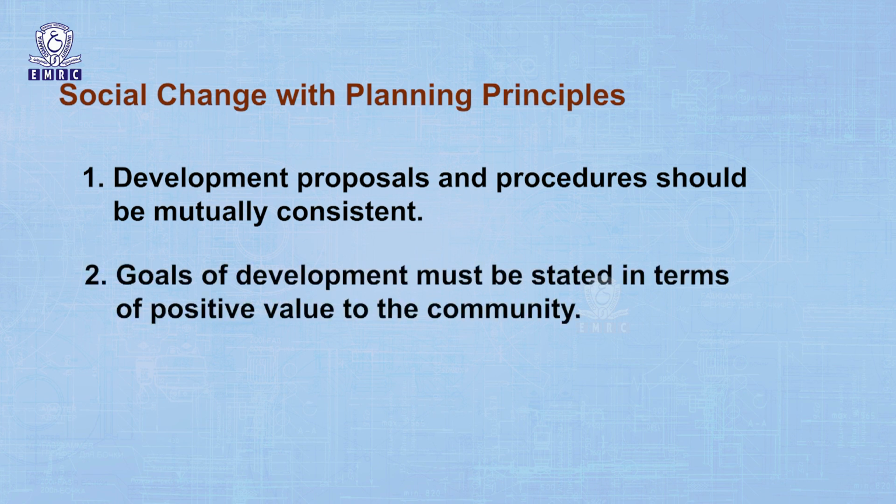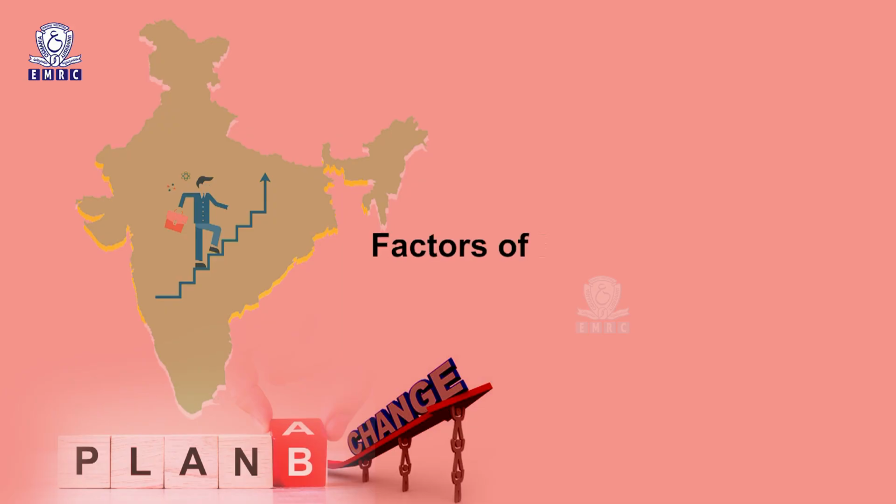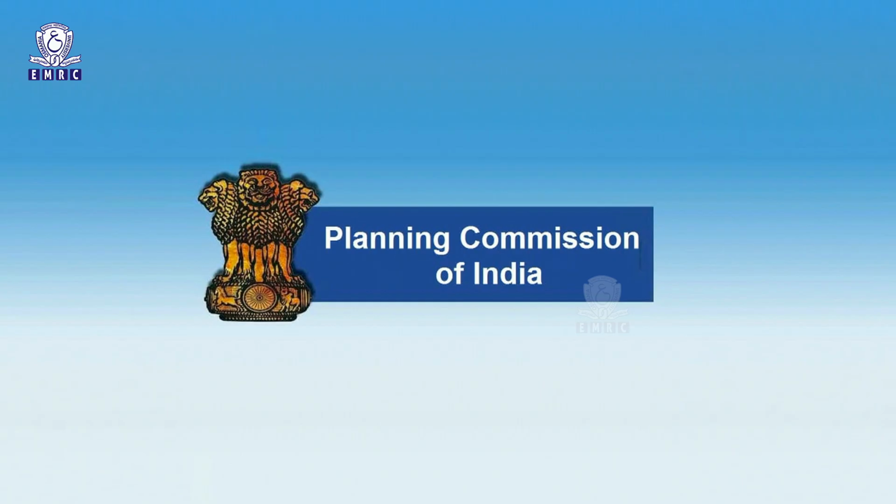2. Goals of development must be stated in terms of positive values to the community. 3. Community must be active partner in the development process. The factors of planned change are: 1. Five-year plans, for which the Planning Commission was set up in 1950 for India's development, taking an overall view of the needs and resources of the country.